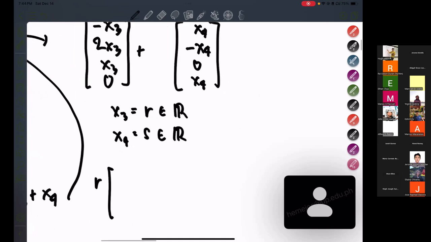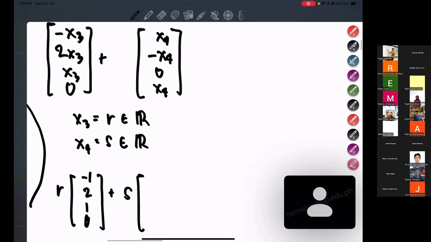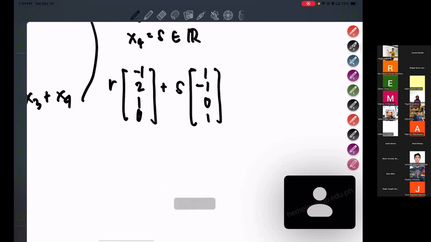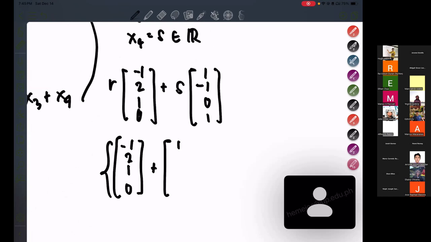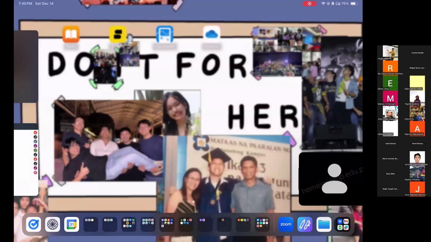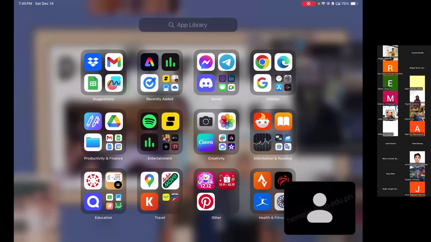So now we have r times negative 1, 2, 1, 0, and s times 1, negative 1, 0, 1. That is the basis for your null space, which is what is being asked for. So your basis is negative 1, 2, 1, 0, and 1, negative 1, 0, 1. That is the final answer. Okay, let me just check if I can access the slides.